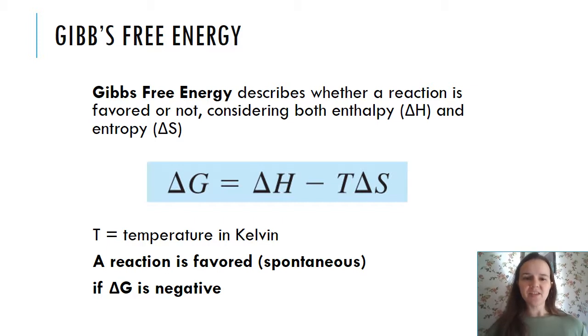Gibbs free energy puts these together. Gibbs free energy is delta G, and it describes whether a reaction is favorable or not, and that considers both the enthalpy and entropy considerations. So delta G, Gibbs free energy, equals delta H, enthalpy, minus T, temperature in Kelvin, times delta S, the change in entropy. A reaction will be spontaneous in the forward direction if you have a negative delta G.